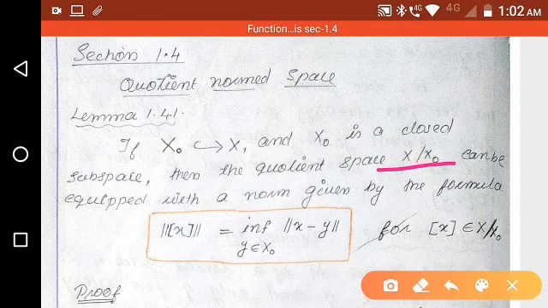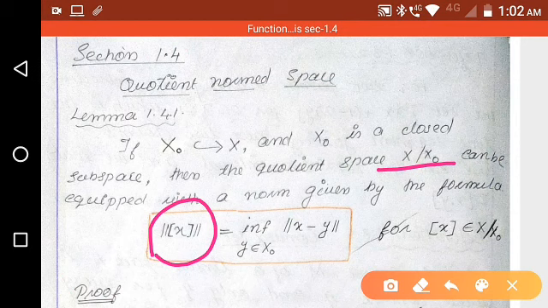And we have to show that this norm is a norm, that is, it satisfies the three conditions required for a norm, which is defined by the infimum over y belongs to X naught of norm of x minus y, where coset of x belongs to X quotient X naught. Let us recall that coset x is the set x plus X naught, where X naught is a subspace of capital X.